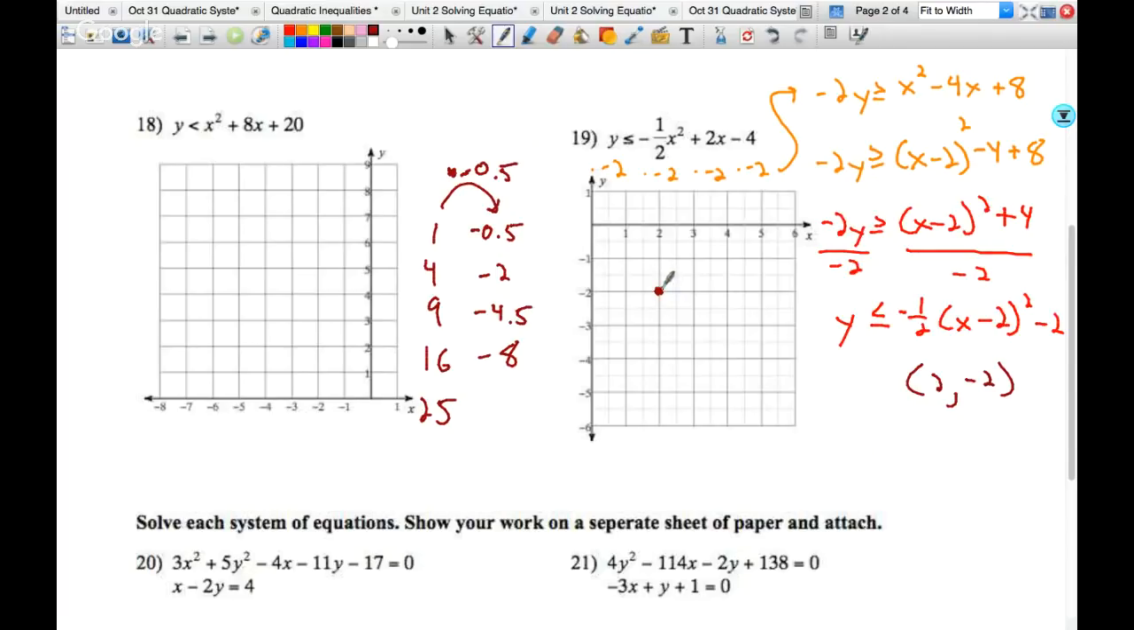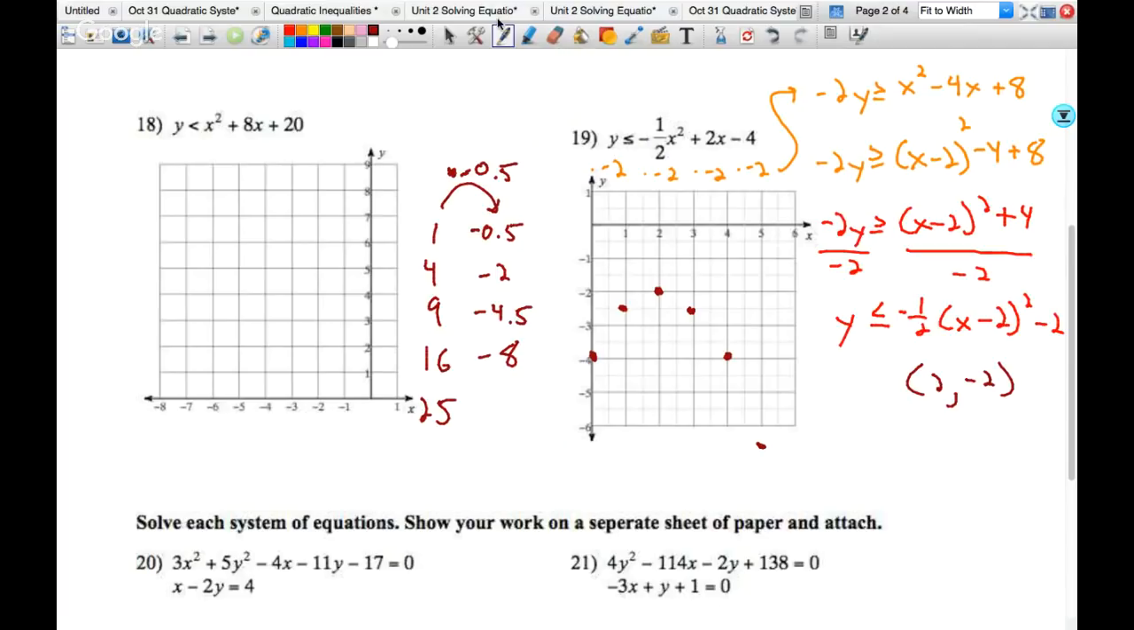So from our vertex, if I move 1 unit out, I should just move a half unit down. If I move 2 units out, I should move not 4, but -2. 2 units down. If I move 3 units out, 1, 2, 3, I should move 4 and a half units down to get back in my graph. 1, 2, 3, 4 and a half, just about there.